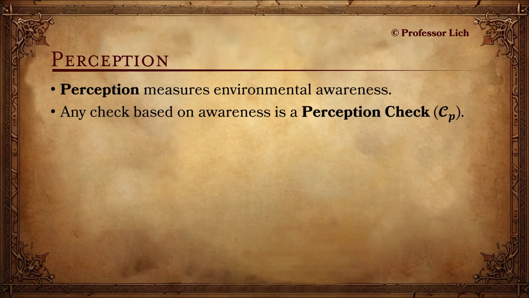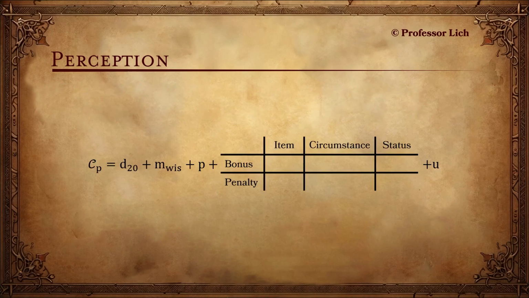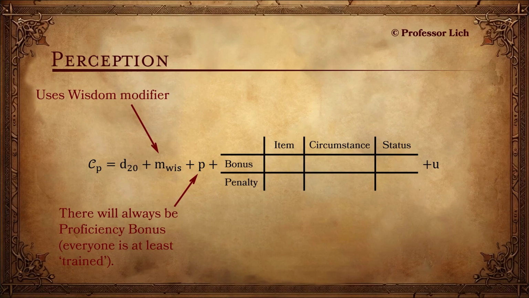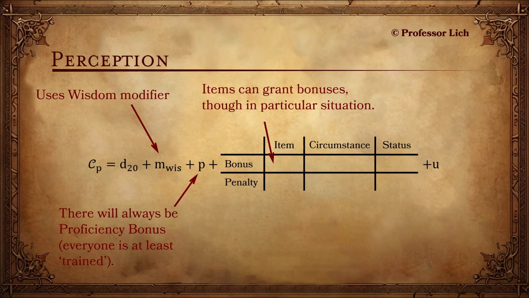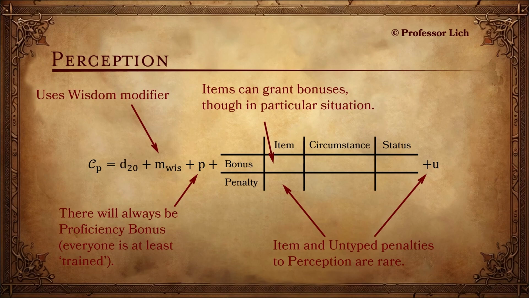We now move to perception and initiative. Perception measures your environmental awareness, and any check that's based on your awareness is called a perception check. So the formula for a perception check is here. And as you can see, we use the wisdom attribute modifier when making a perception check. Typically, there will always be some proficiency bonus here, so every creature is at least trained in perception. Items can grant bonuses here as well, although that tends to be very particular situations, like a fine spyglass when attempting to see long distance. It's very situation specific. Item and untyped penalties to perception are rare.